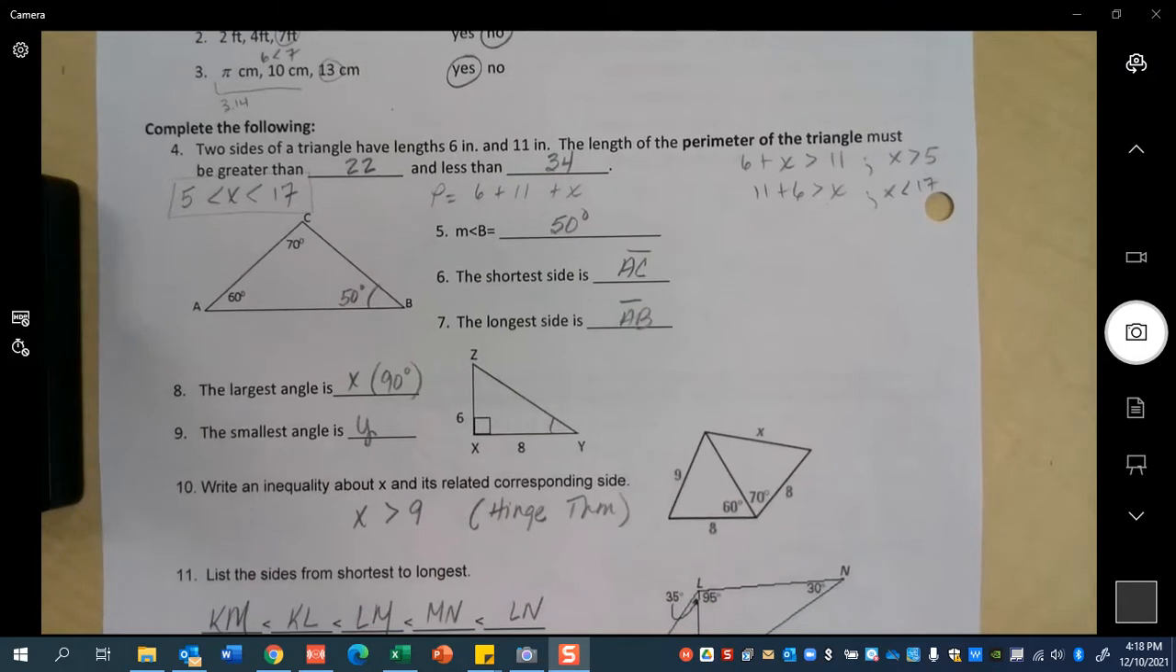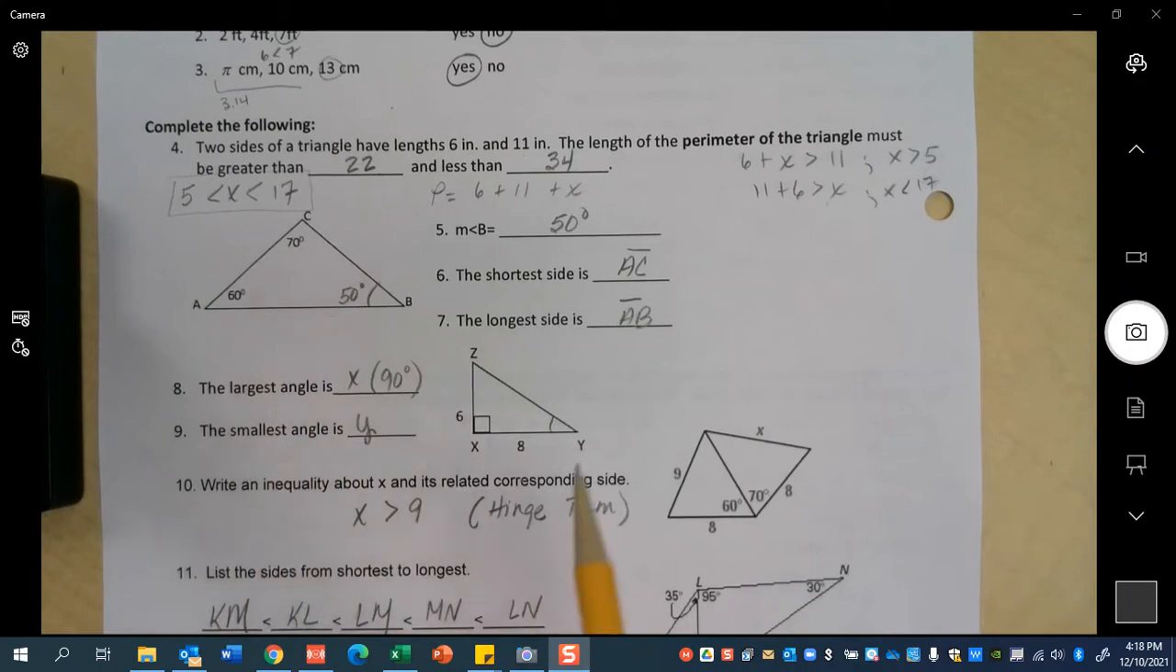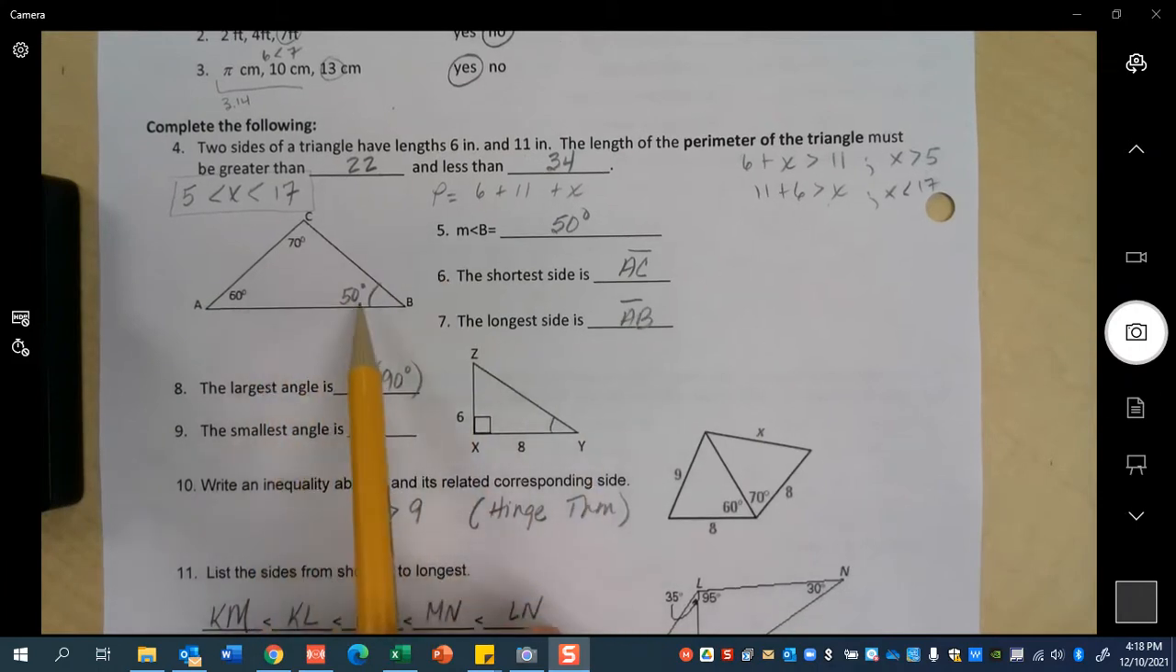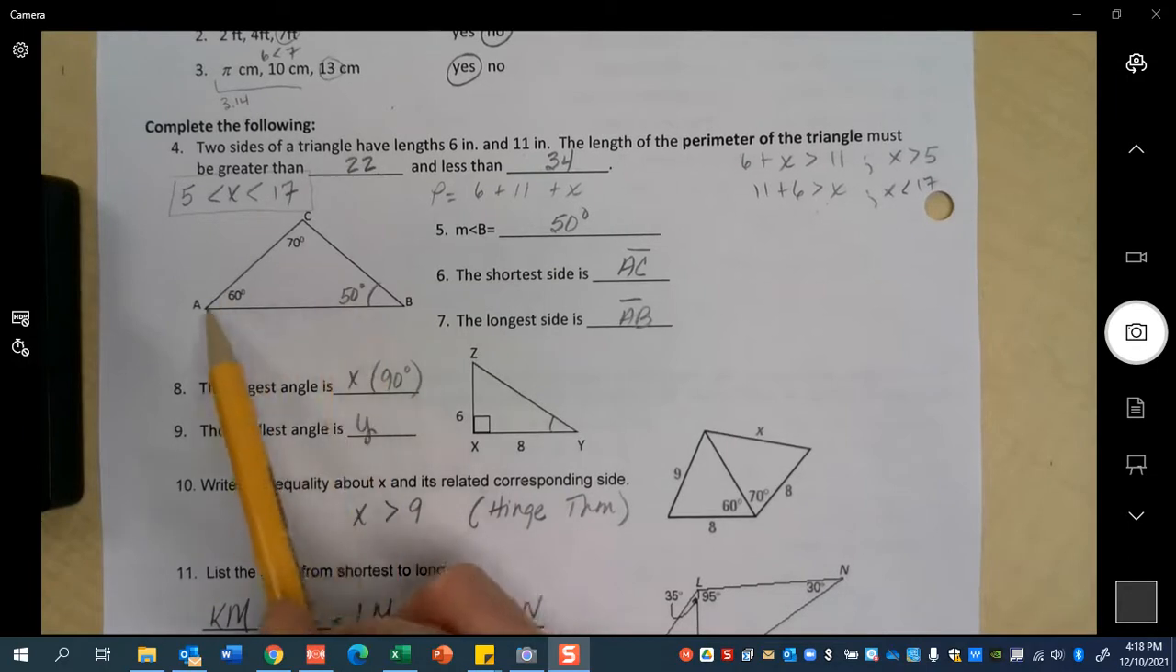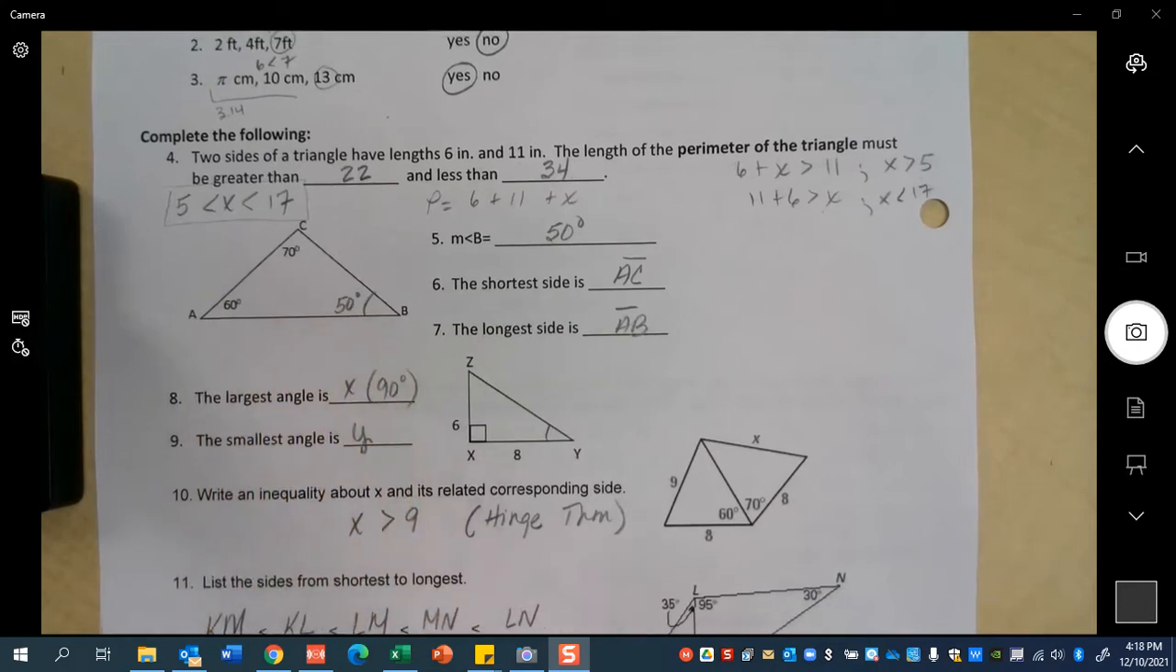All right, for angle B, my triangle sum theorem tells me 50 degrees. My shortest side is opposite my smallest angle, so that's going to be AC. My longest side is going to be opposite my largest angle, and that's going to be AB.